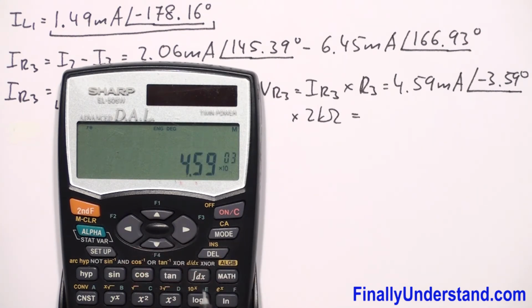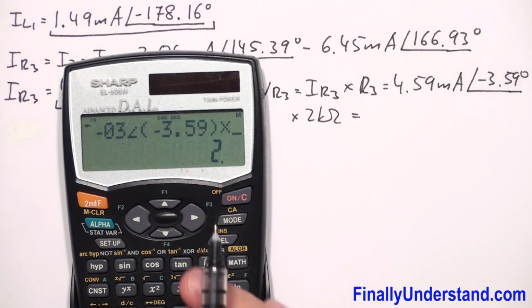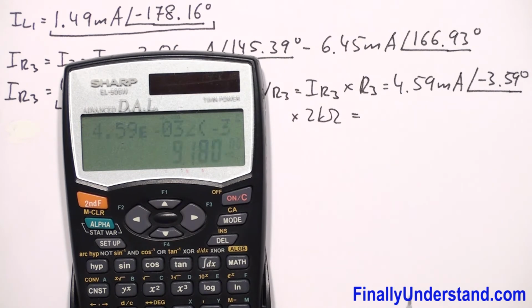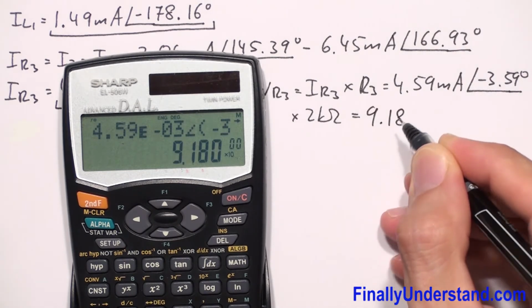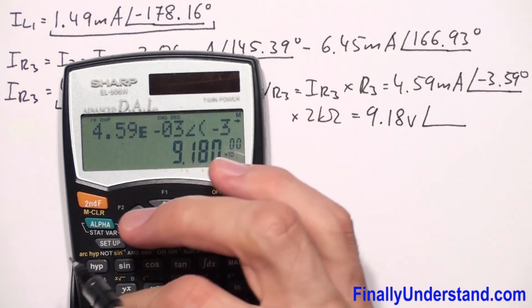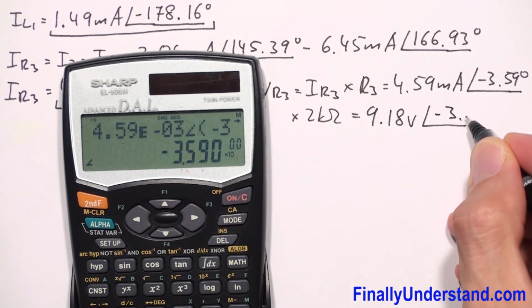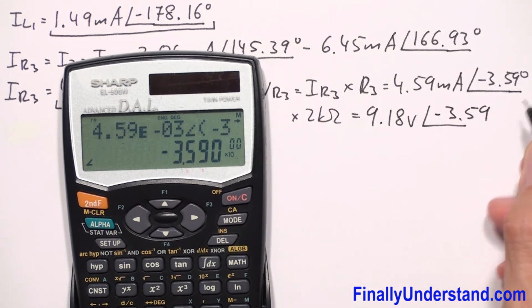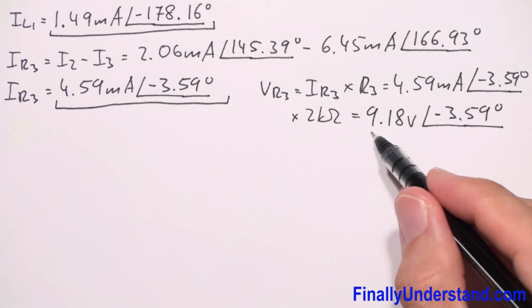This is going to give me 4.59 × 10^-3 and angle of negative 3.59 times 2 × 10^3, which equals 9.18 volts and angle of negative 3.59 degrees. Okay, so this is the voltage across resistor R3.